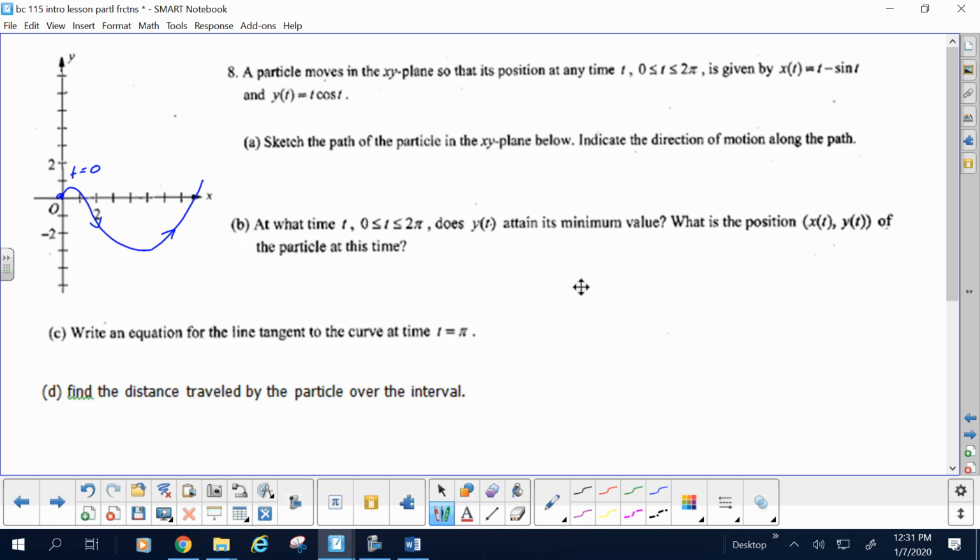And it starts at 0, 0? Okay, cool. All right, at what time does y attain its minimum value?